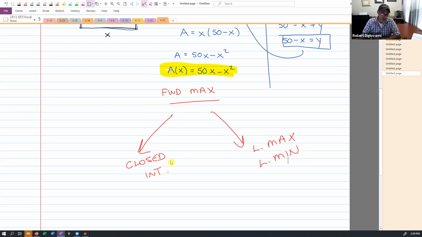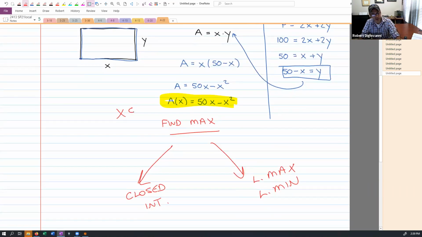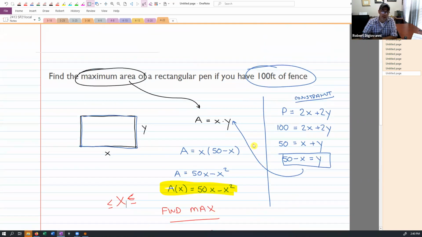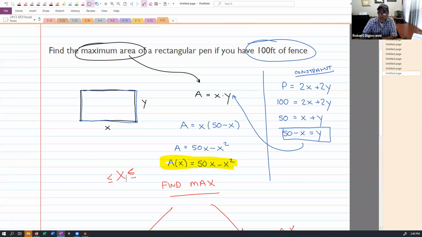The only way you can use a closed interval method is if you can give me some restriction on x here. You have to be able to bound x between two numbers to use the closed interval method. If you can't bound x, then you're not allowed to use it. So we have to stop here. Stay tuned. Next class, we get into more of these word problems, and we'll do optimization.